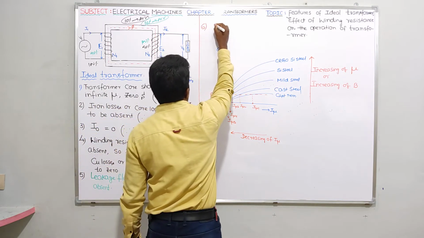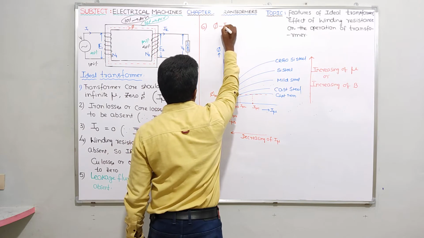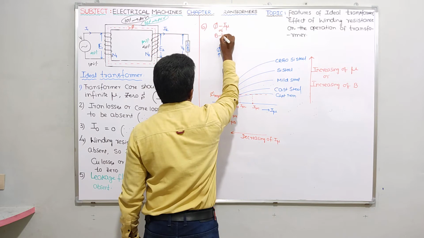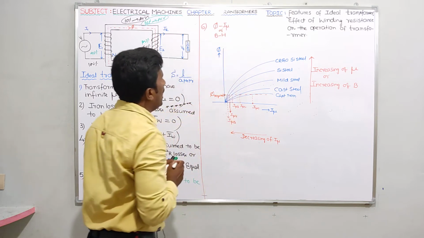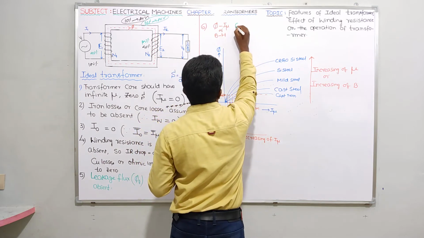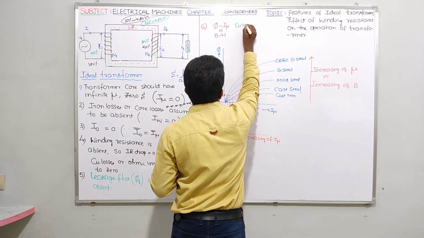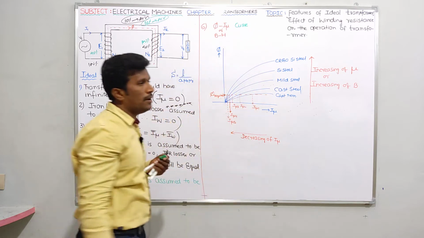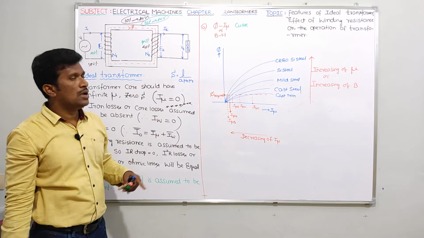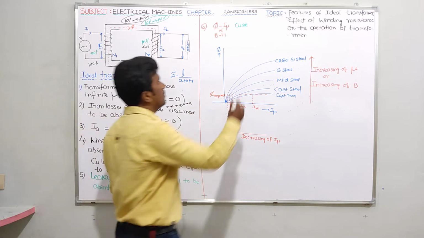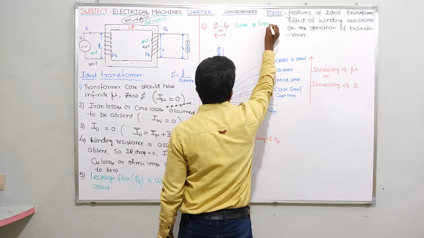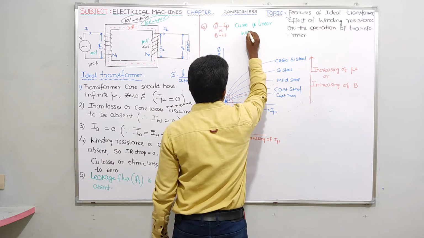See guys, shape of phi versus I mu, or I can say B-H. You can write here phi versus I mu or B-H. Shape of phi versus I mu curve or shape of B-H curve is linear without saturation.